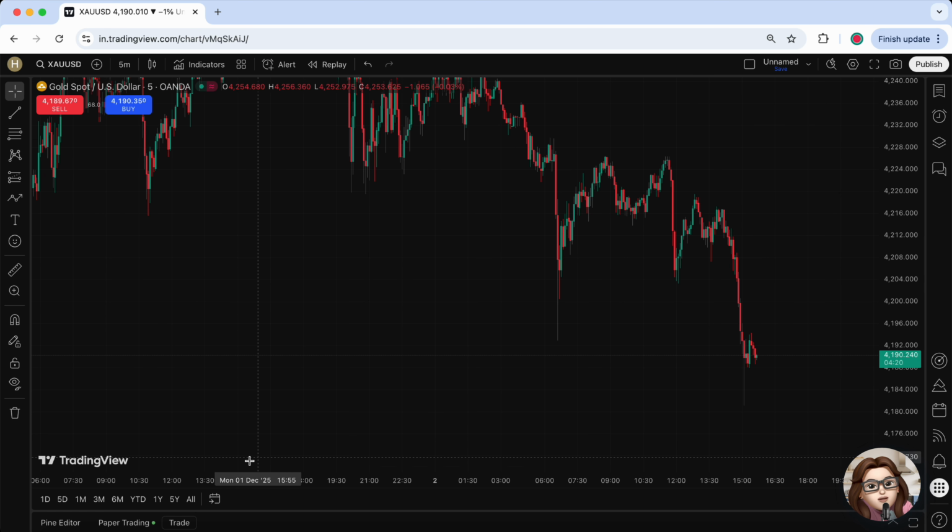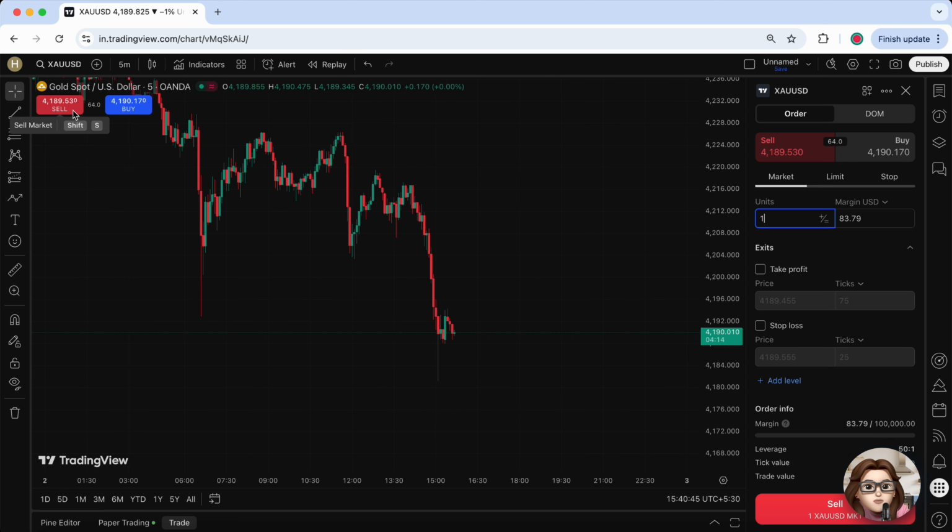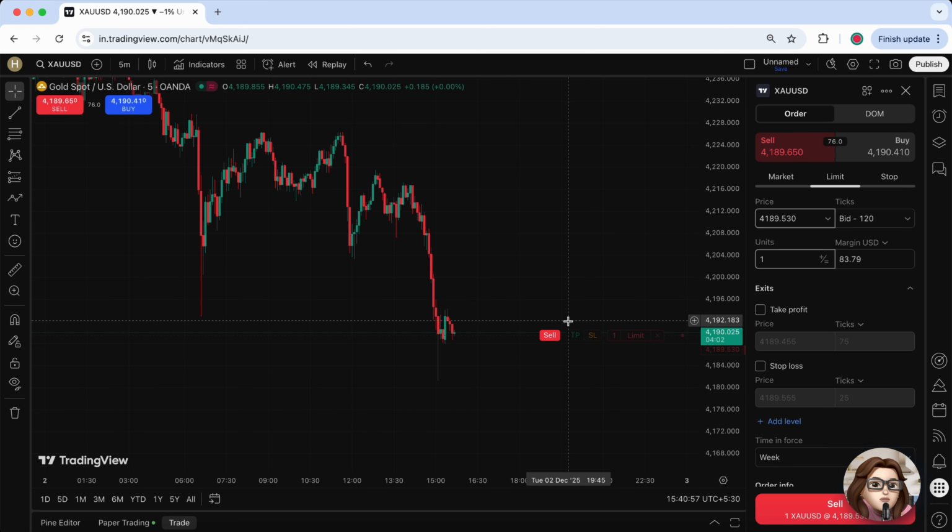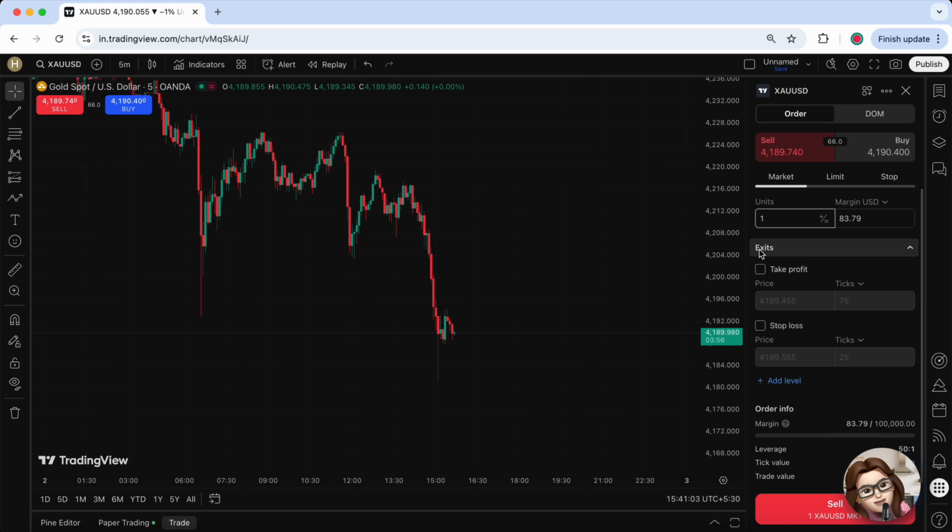After connecting, look to the right side or above your chart and select the Sell button. This is what initiates a short position. When the order panel opens, choose your order type. You can choose a market order if you want the trade to execute immediately at the current price, or choose a limit order if you want the trade to execute only at a price you set. Select whichever option matches your trading plan.